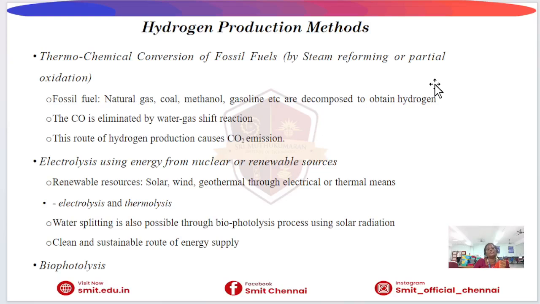Here, in this slide, hydrogen can be made in two main ways. First, from fossil fuels like natural gas, coal, or methanol. Processes like steam reforming break these down to produce hydrogen and carbon monoxide. Then, the water gas shift reaction converts CO to more hydrogen, but it releases CO2, so it is not fully clean.